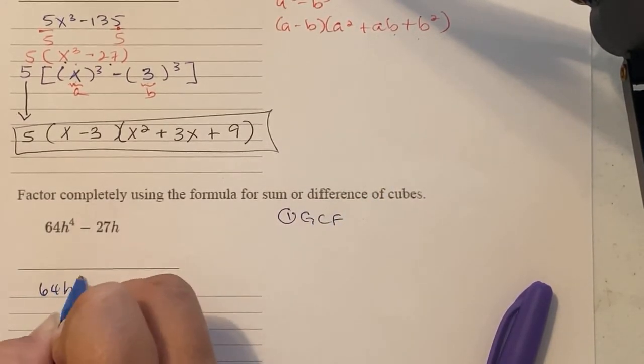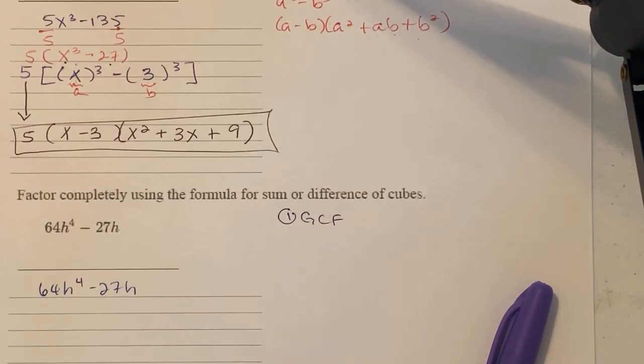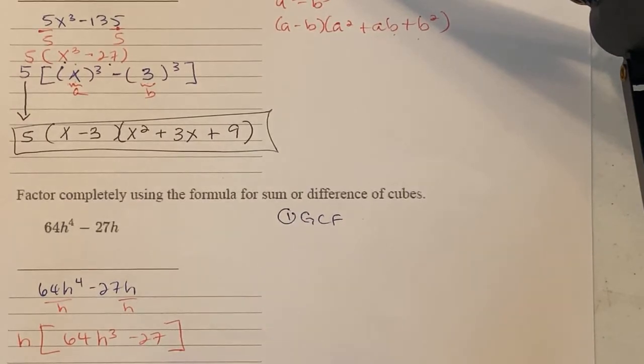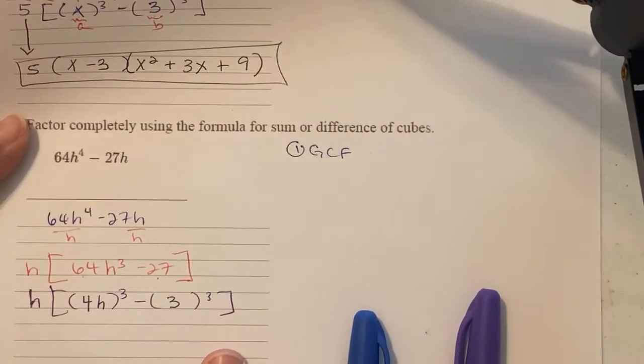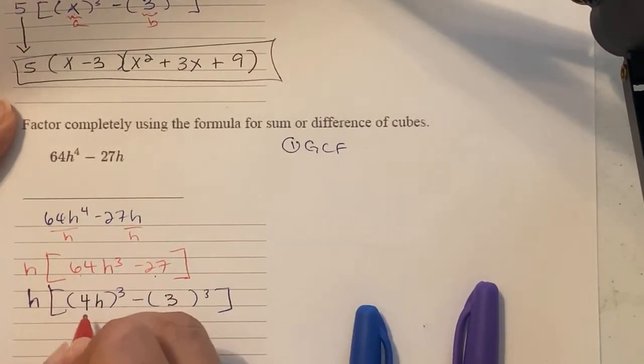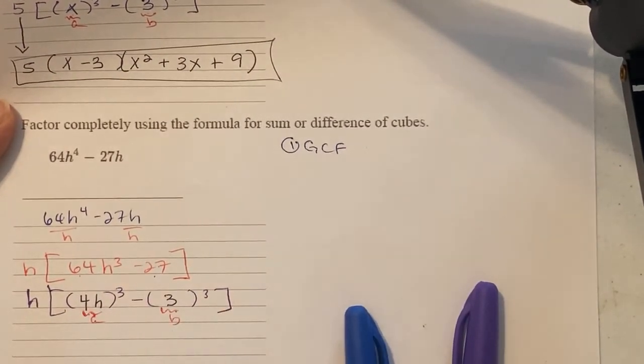So 64h to the 4th minus 27h. We're factoring an h out of both of them. So it becomes 64h to the 3rd minus 27. I used brackets in this one just to make it easier for us. H comes here. Now I'm putting number to the power of 3, parentheses to the power of 3. From our previous examples, we know that 64 is actually the number 4 three times with an h. The number 27 is actually the number 3 repeated 3 times. So now we have identified our a and the b.